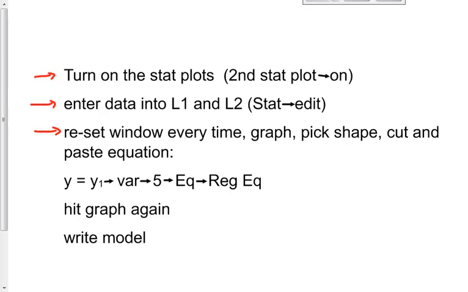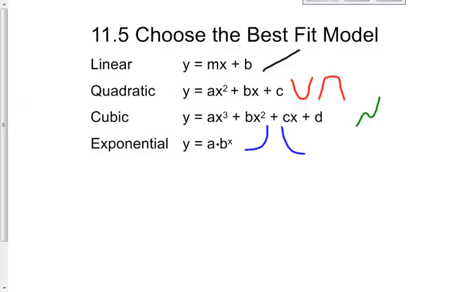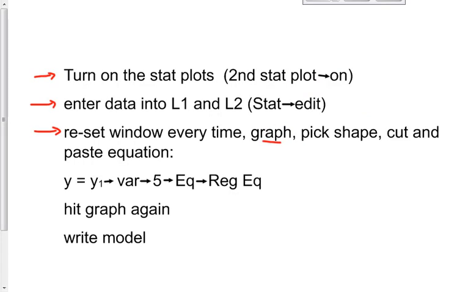Once we have our data entered and we reset the window, we're going to hit the graph button. That will show us a shape, and we're going to decide what type of model it is based on the shape. So again, if I go back here, these are the shapes we're looking for. Straight line, parabolic, snaky S-curve, or an exponential growth curve.